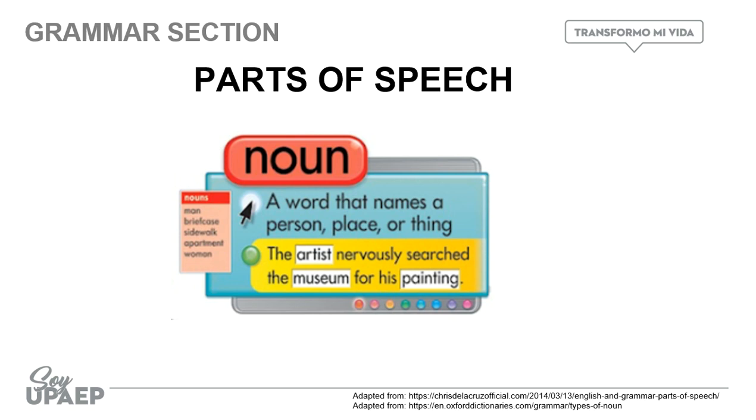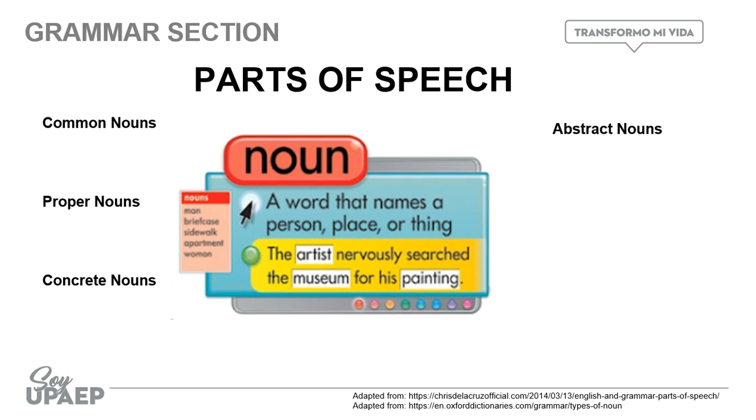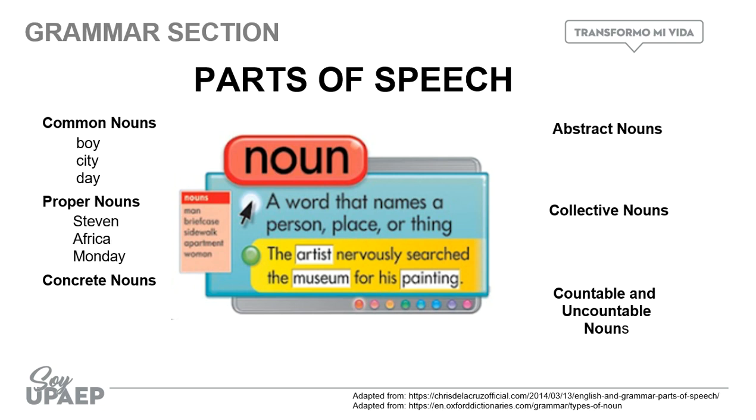A noun is a word that names a person, place, or thing. There are different kinds of nouns. For example, common nouns, proper nouns, concrete nouns, abstract nouns, collective nouns, countable and uncountable nouns. In terms of common nouns, we have examples like boy, city, they. They are common. Proper nouns have to do with nouns that have names. For example, names of people or names of countries or names of days of the week. For example, Stephen, Africa, Monday.